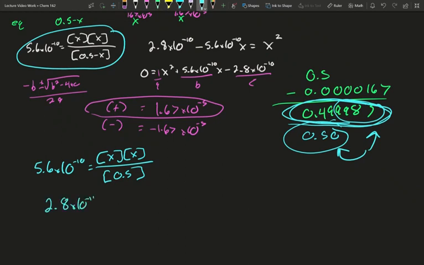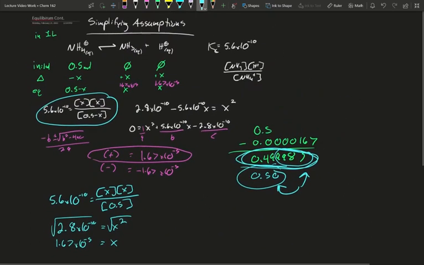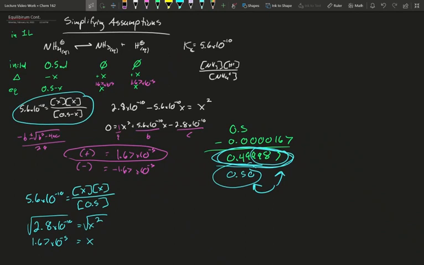2.8 times 10 to the minus 10 is going to equal x squared, which means to solve for x, I just need to take the square root now. No quadratic is necessary. When I calculate it out this way, I get 1.67 times 10 to the minus 5. If we'd had more sig figs, we may have noticed a very slight difference in x value eventually, but within the error of this problem, we don't notice a difference in x.